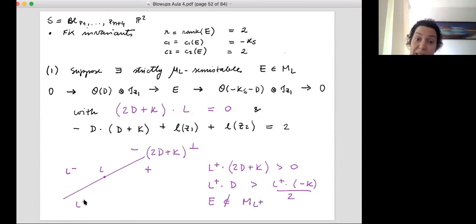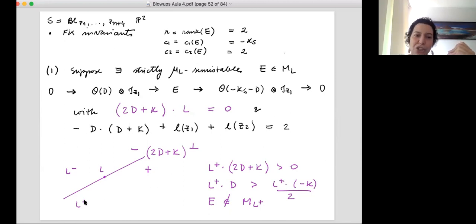And so in other words, this locally torsion-free sheaf E is not stable with respect to L plus. So our object E does not live in the moduli space of L plus. So what happens, this is what we have. For polarizations, we have this strictly mu semi-stable object E. This is something that lives in the moduli space M_L, but if you change L to L plus, it is no longer in the moduli space.